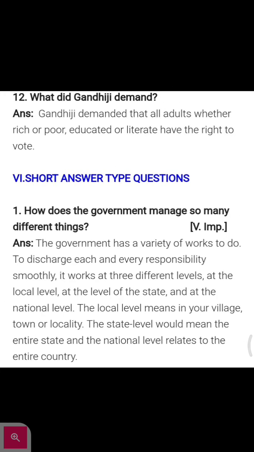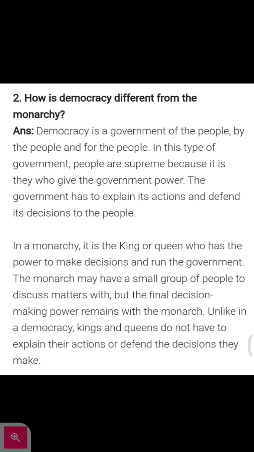Short answer type questions. Question number 1. How does the government manage so many different things? Answer. The government has a variety of works to do to discharge each and every responsibility smoothly. It works at 3 different levels: at the local level, at the level of state, at the national level. The local level means in your village, town or locality. The state level would mean the entire state, and the national level relates to the entire country.